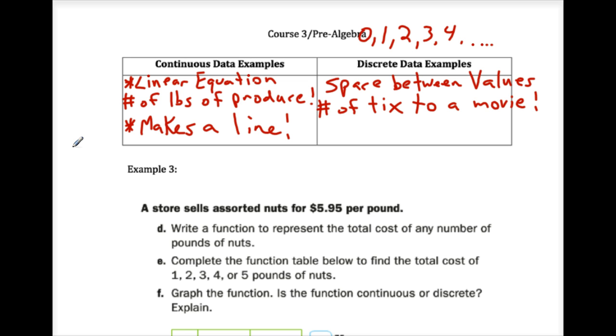How about this? Oh, this is a good one. Number of people in a car. Think about what those values could be. Can't have a half person. You can't have a half person in a car.